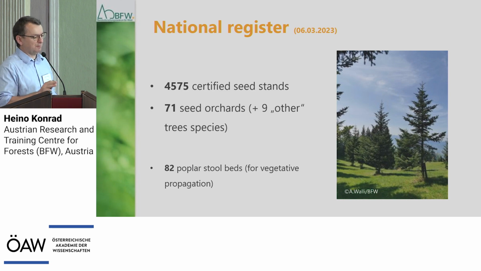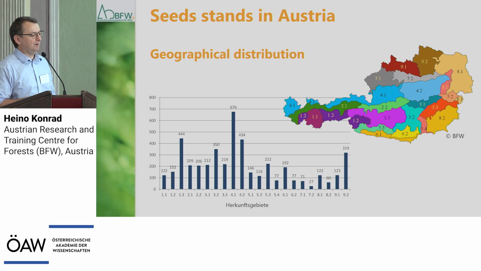Just for your information, I will not go into more detail. And then we have also 82 poplar stool beds, which are used for vegetative propagation. Also not covered today. So where are those seed stands located in Austria? As you can see below, here we have the provenance regions, which are shown on the map.